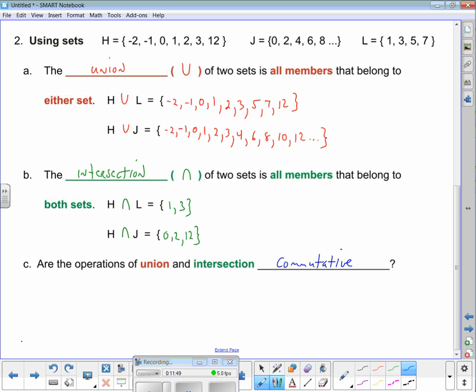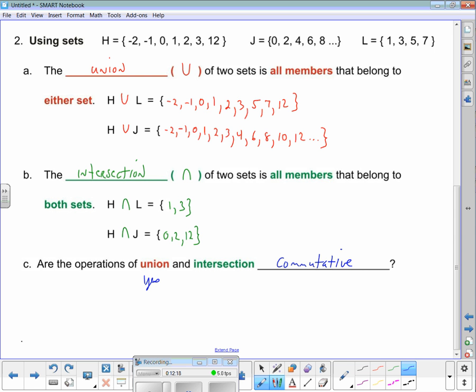So, union. The first set union the second set is the same as the second set union the first set. Can you swap your order? Will it still be the same? You can do it with set H and L up above. If you union L and H, do you get the same answer? You do. And you can try other unions. You'd find out you get the same answer. So for union, it's a yes.